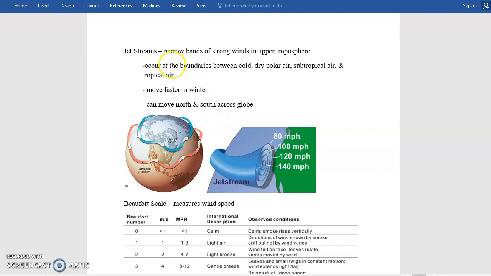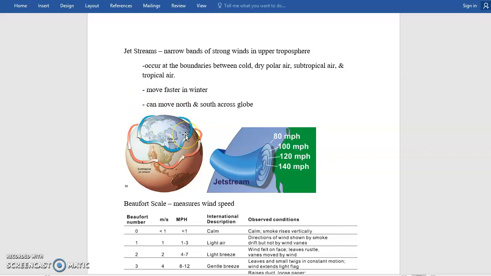These occur at the boundaries between cold, dry polar air and the tropical air, and they get stronger and faster in the winter, and as they do this sort of tumbling pattern, up and down, rising and falling around the globe, it can cause really dramatic changes in our weather.